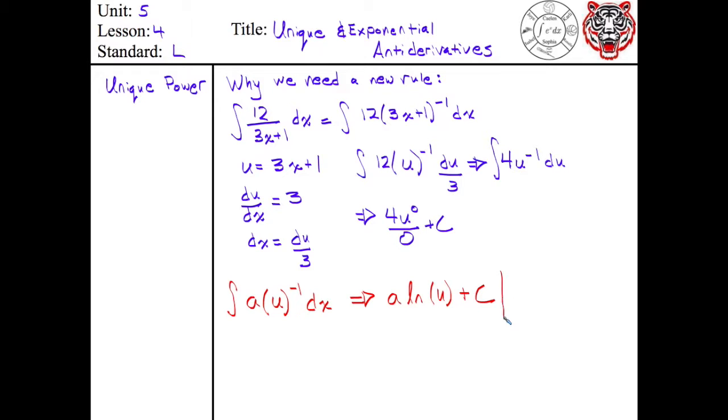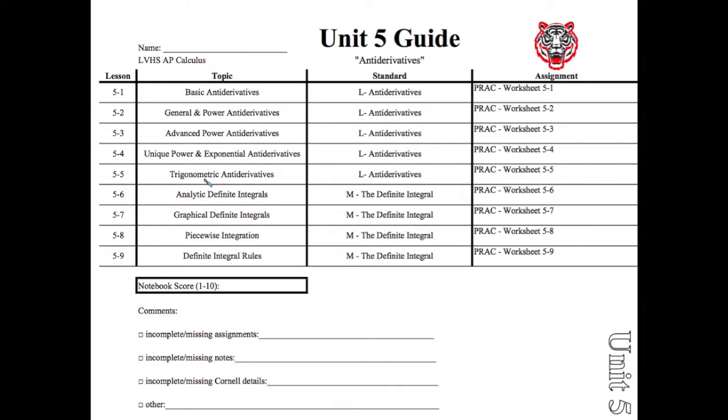Go ahead and box it, star it. It's one of the few rules that we have to learn today. Star this, box that. That is important. I should have talked about where we are in our unit. We're on 5-4, and we're going to do our last antiderivatives lesson right after this on the weekend.